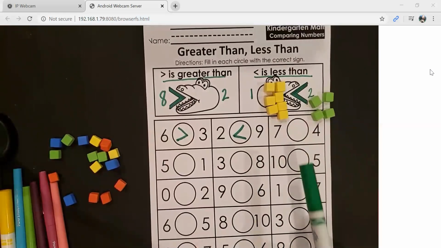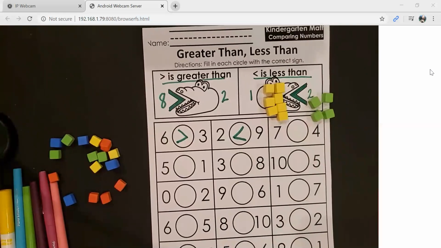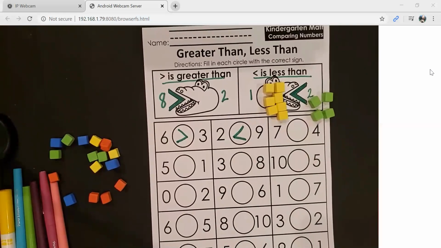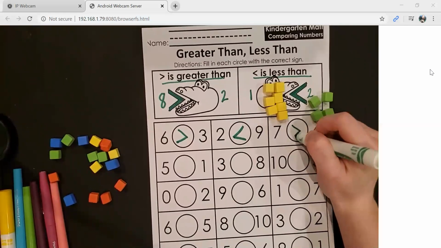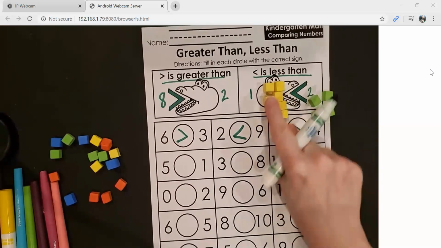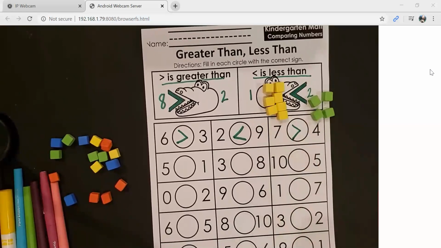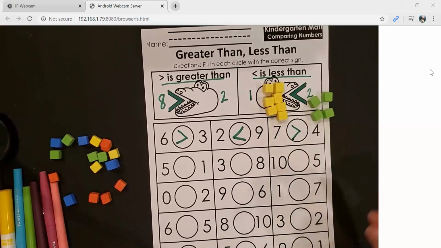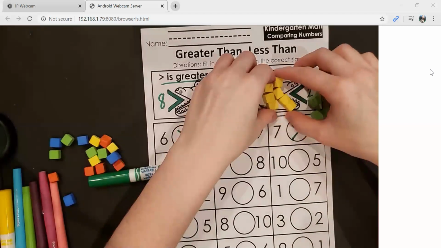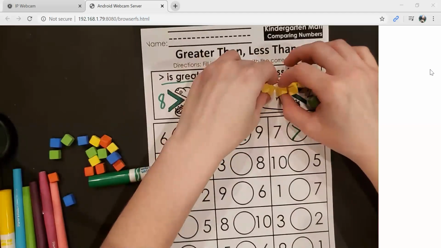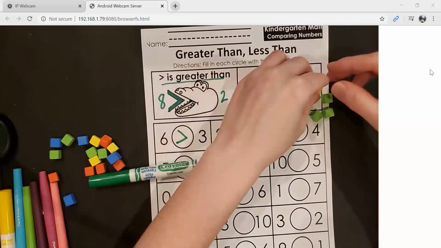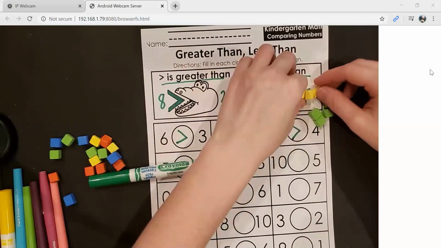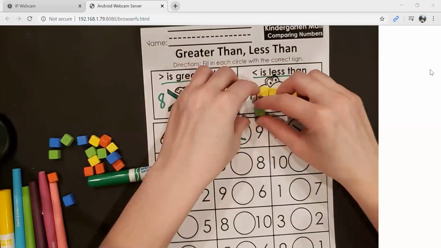So 7 and 4. Which do you think is the greater number? Who should the gator chomp? If you said 7, you are correct. I can automatically see that yellow has more. If I really wanted to double check myself, I could always compare like we do in class and on Imagine Math and line them up and buddy them up to see which line is longer. So let's try that, see what that looks like.